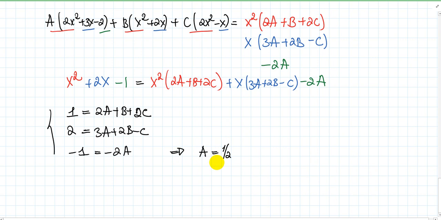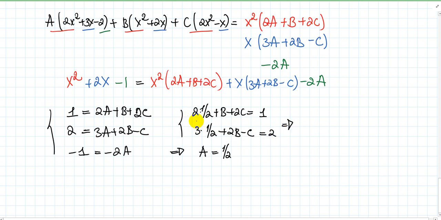Now let's substitute a equal to 1 over 2 into the first equation and the second equation. So this is 2 multiplied by, instead of a, I need to put 1 over 2, plus b plus 2c is equal to 1, right? On the second equation, 3 multiplied by 1 over 2 plus 2b minus c is equal to 2, right? What is 2 multiplied by 1 over 2? It is 1. So this one and this one will be cancelled, and you will have b plus 2c is equal to 0.